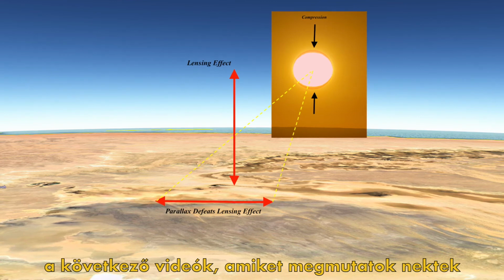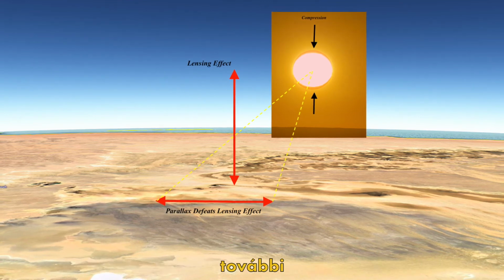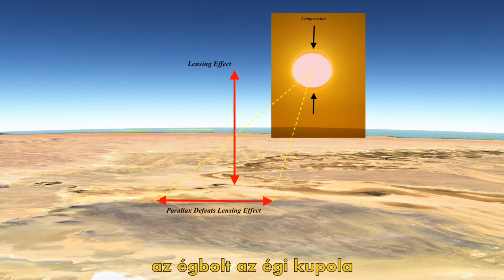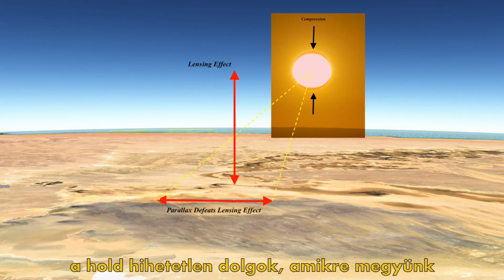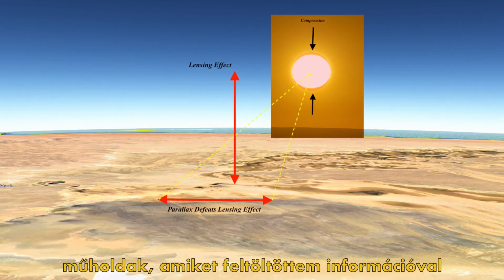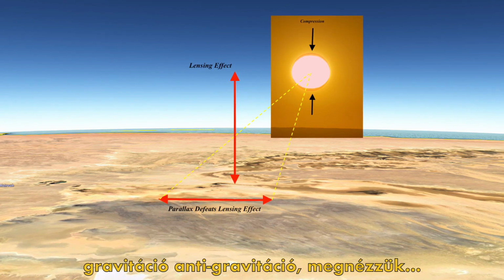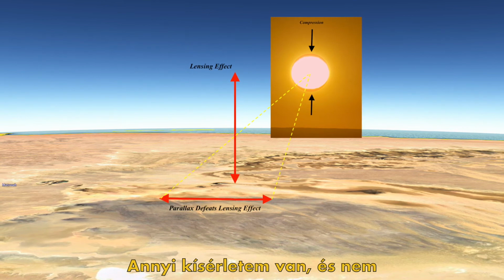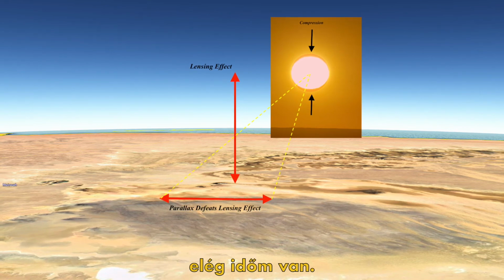In upcoming videos, I'm going to show you more. The distance to the stars, to the vault of the heavens, the celestial dome, the moon. Incredible stuff. We're going to determine the true distance to satellites. I am loaded with information, folks. We're going to look at gravity, anti-gravity. We're going to look at anomalies, gravitational anomalies. I have so many experiments and not enough time.